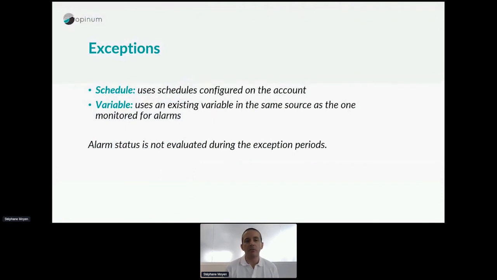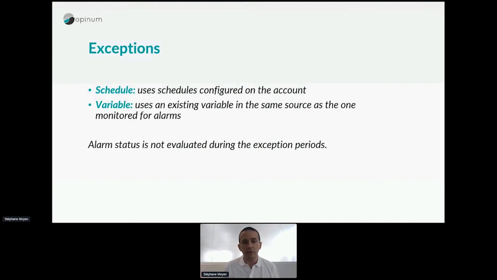There are 2 types of exceptions that you can set up. The first one is a schedule-based exception, and the other one is a variable type exception. Schedule type exception existed already for the alerts. The variable type is a new one for the alarms, and it allows you to use the value within a variable as a condition for an exception for the notification of your alarm.